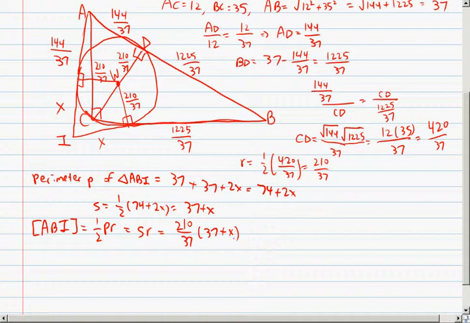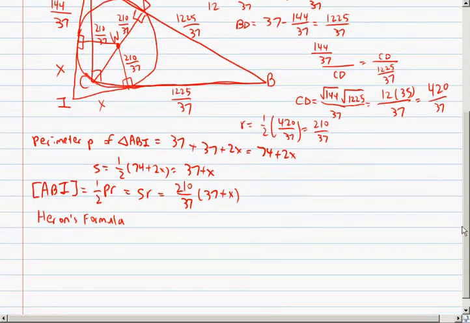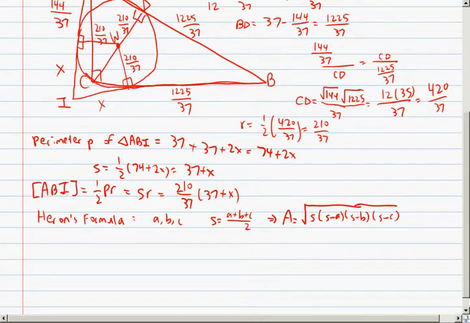And the other way of finding the area of ABI is by using Heron's formula. For those of you who are new to Heron's formula, say we have a triangle with side lengths a, b, c, and the semi-perimeter of the triangle is just a plus b plus c all over 2. Then the area of the triangle would be the square root of s times the quantity s minus a times s minus b times s minus c. So let's do this for triangle ABI.